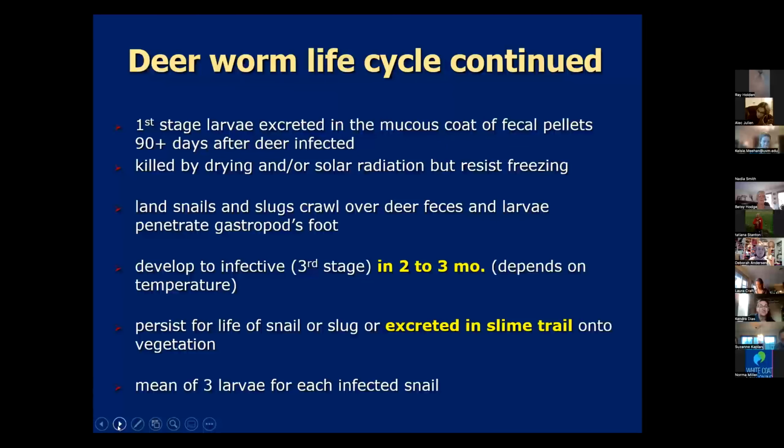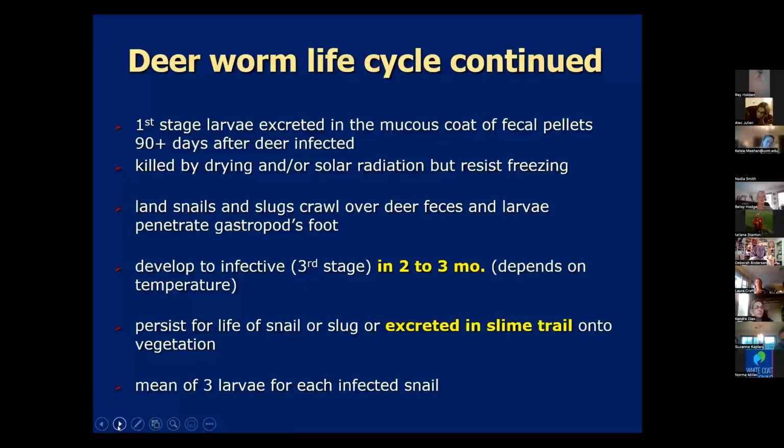It's in the mucus coat there of the fecal pellets. And it's usually excreted about 90 days after the deer has been infected. And these first stage larvae can be killed by drying or by direct sunlight, but they resist freezing, unfortunately.